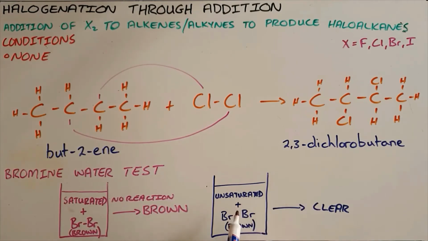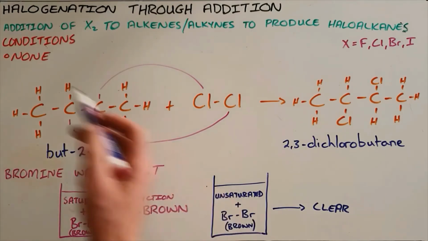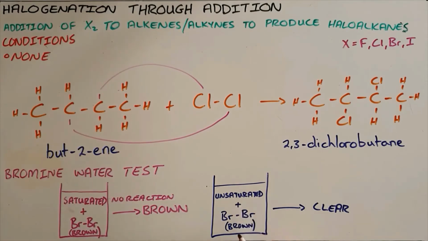Whereas when we add bromine water to an unsaturated compound, being one that contains a double or triple bond, there would be a halogenation reaction that takes place. As a result, the bromine would be removed from the water and the solution would turn clear. And so we can use the bromine water test to test for saturated or unsaturated hydrocarbons.